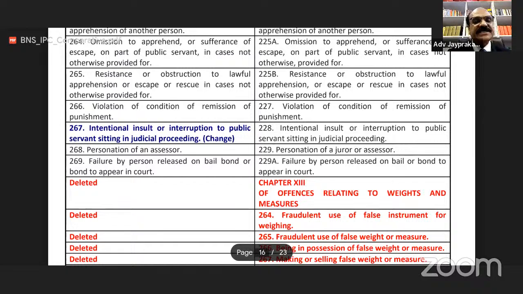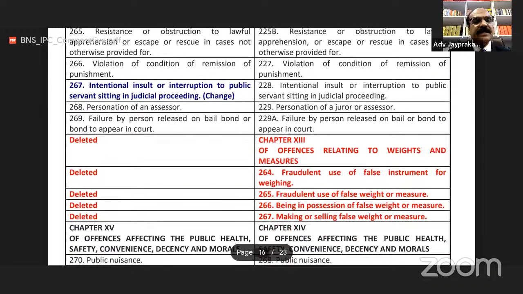BNS section 266, violation of a condition of remission of punishment. Earlier section was 227 in IPC. BNS section 267, intentional insult or interruption to public servant sitting in judicial proceedings. Earlier section was 228 in IPC.